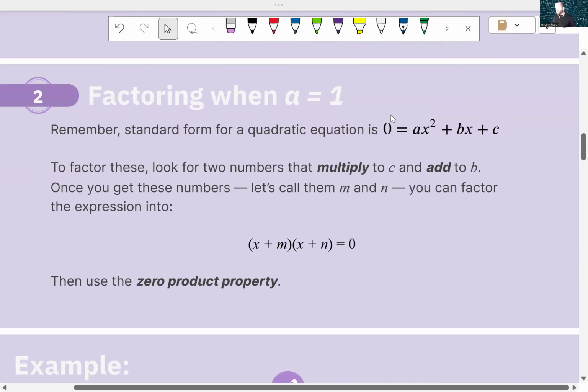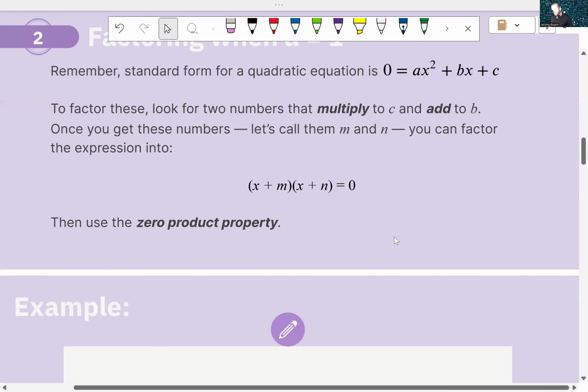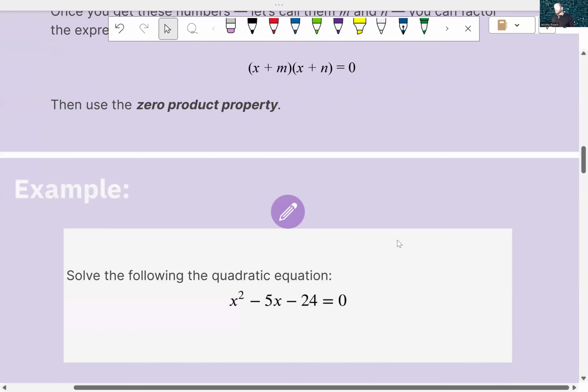So we look for two numbers to multiply and add to b. Let's call them m and n. You can factor them into something like this. So when you find those two numbers, when the leading coefficient is equal to 1, you just write the quantity x plus the number, times the quantity x plus the other number, and that equals 0. And then we use the zero product property to solve for what x is.